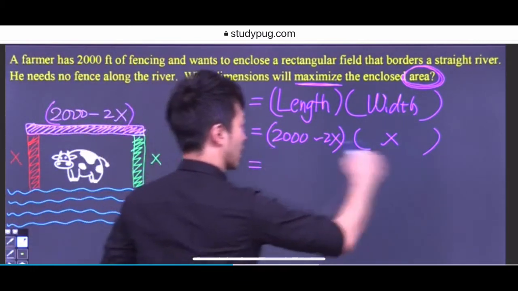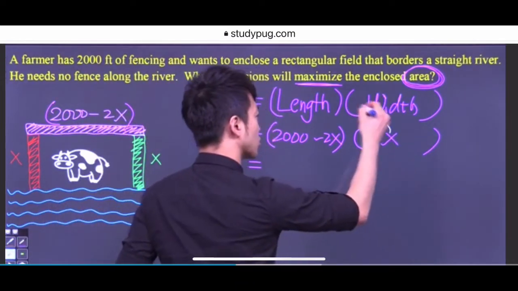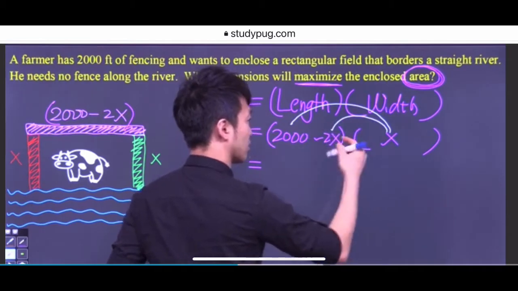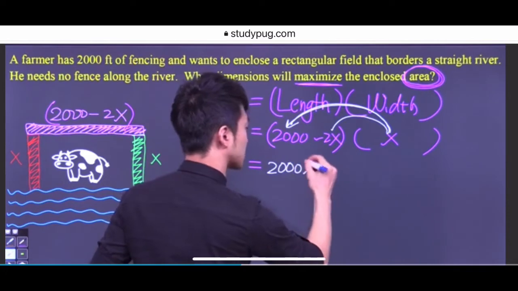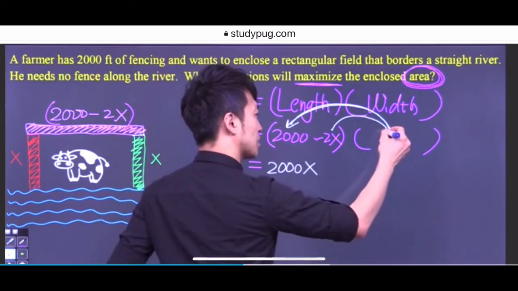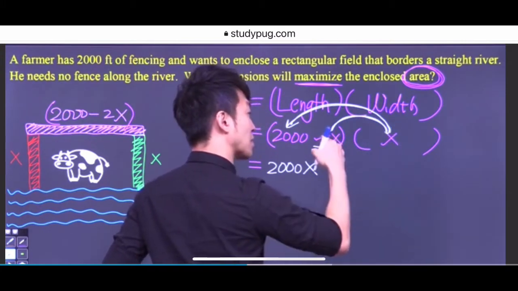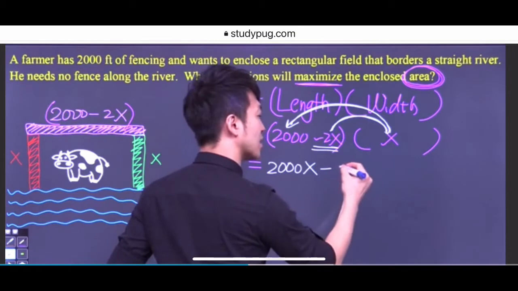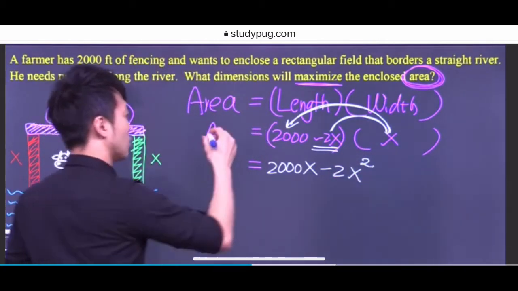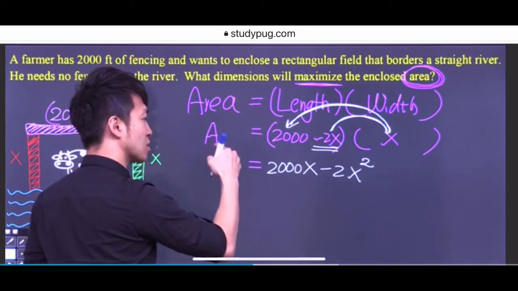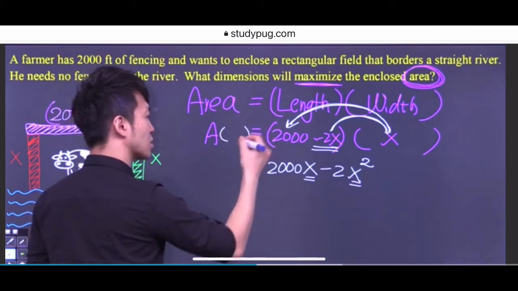let me just quickly expand this polynomial by multiplying the x into the bracket here. Okay, so multiply x to 2,000, we get 2,000x. And next, multiply x to the second term right here inside the bracket, negative 2x. So x times negative 2x, we get negative 2x squared. Right? So as we can see here, we now have an area function in terms of x. So this area is a function of x.